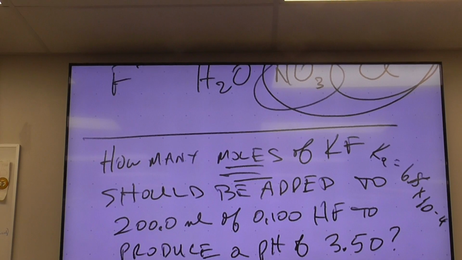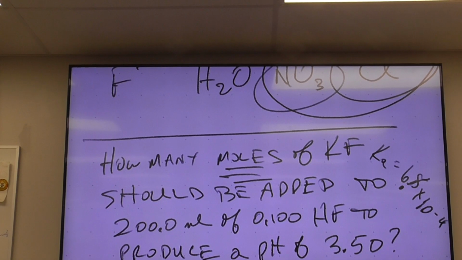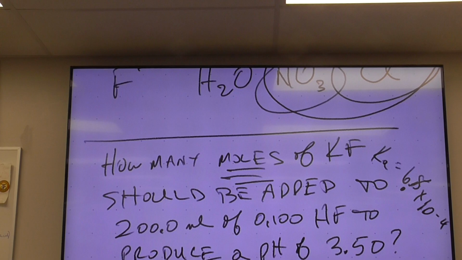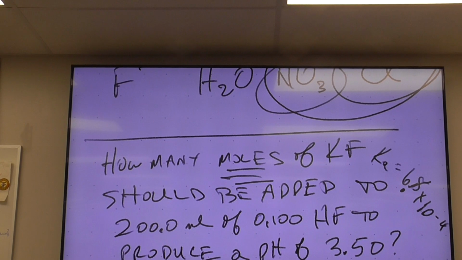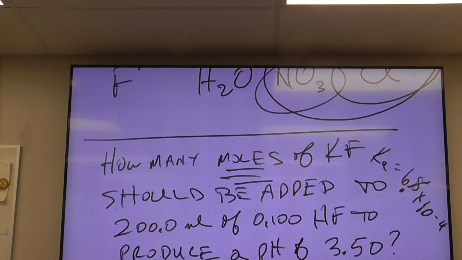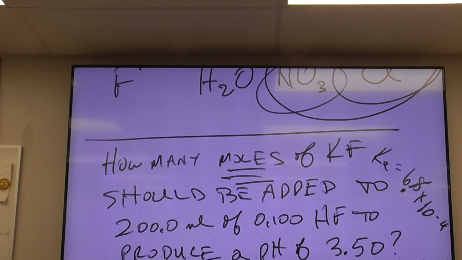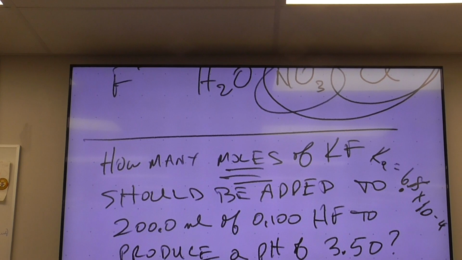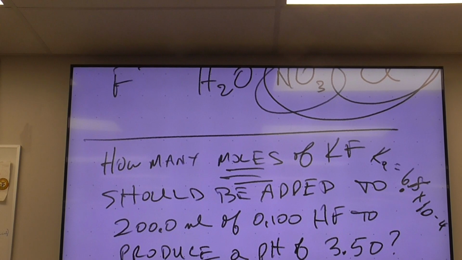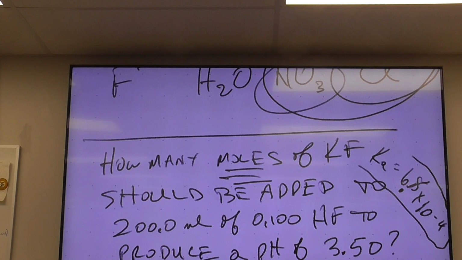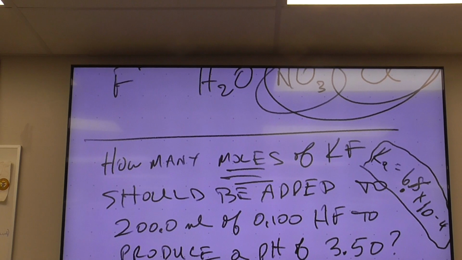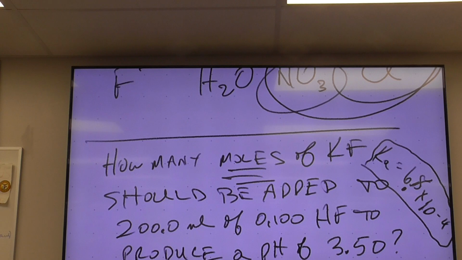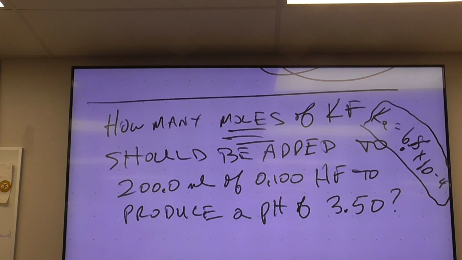You have the pH. You can isolate it. So, how many moles of potassium fluoride should be added to 200 milliliters of a 0.1 molar solution of hydrofluoric acid to produce a pH of 3.5? You've got the Ka value. So if you have the Ka value right away, what can you find? The pKa, right? Use Henderson-Hasselbalch. So look at this.